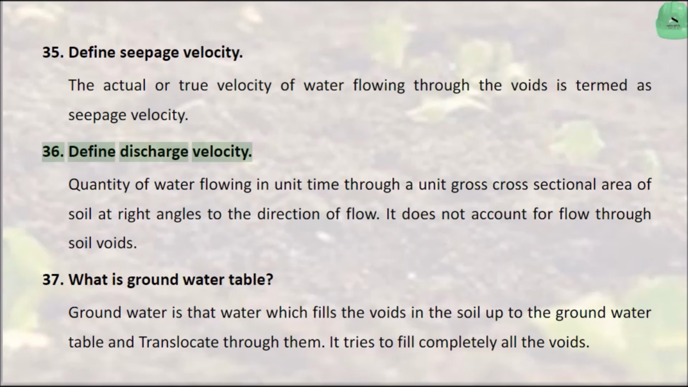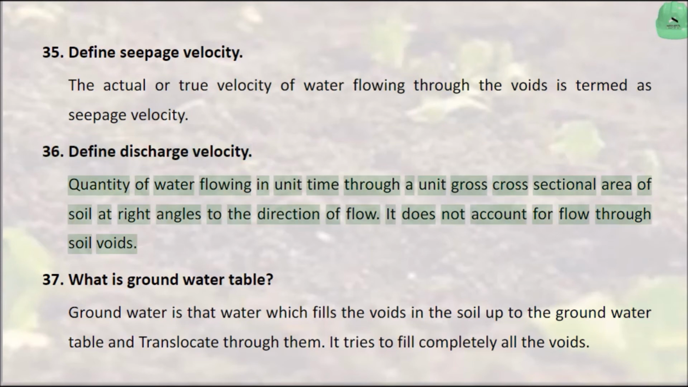Define discharge velocity. Quantity of water flowing in unit time through a gross cross-sectional area of soil at right angles to the direction of flow. It does not account for flow through soil voids.